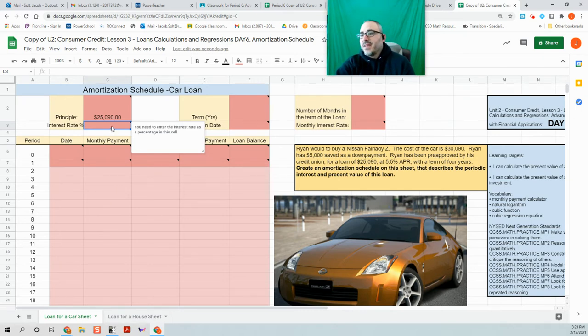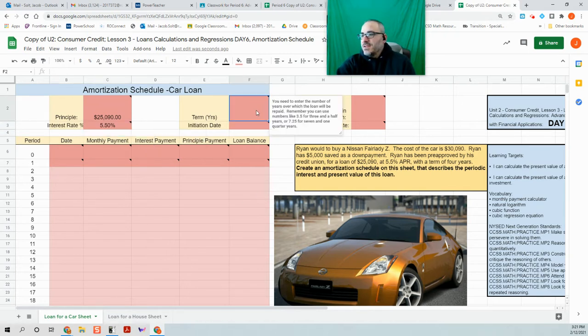All right. Then we need the interest rate. We're going to put the interest rate here, the APR. Remember, the APR was 5.5%. 5.5%. Right there, pressing enter. Right, and it'll give us that percentage format. The term of repayment. This is a 4-year repayment term. All right, so let's put the number 4 right in there. It's a 4-year repayment term.